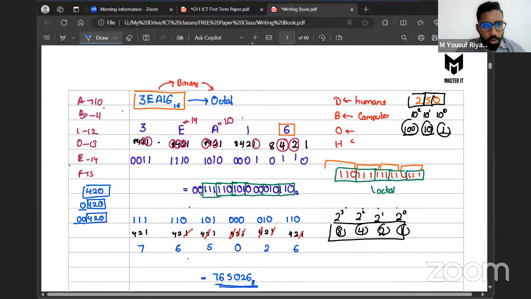Okay, so this is how you can do the first question. First of all, you convert it to binary, and then convert the binary into octal.